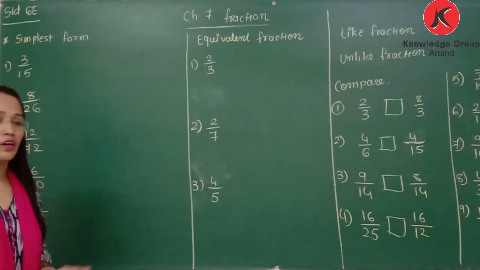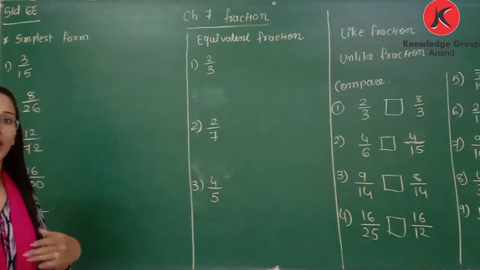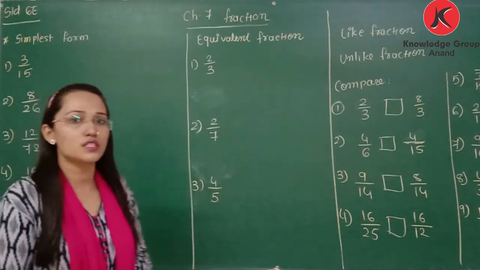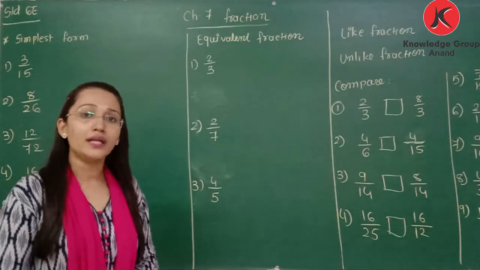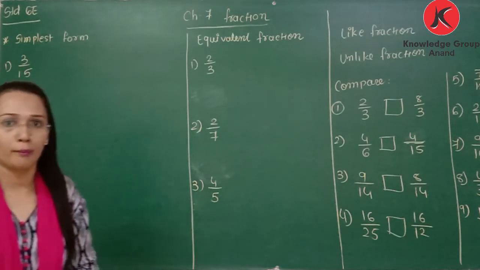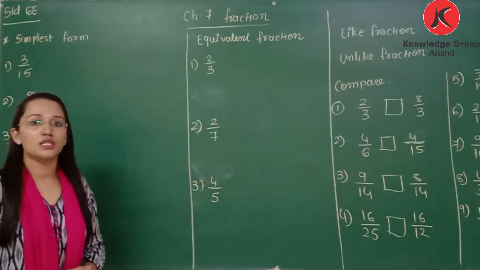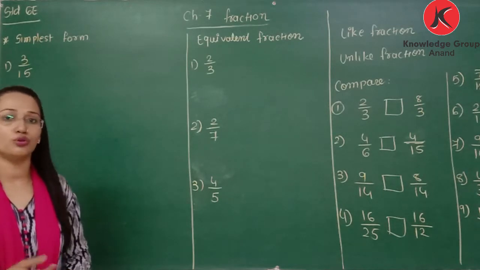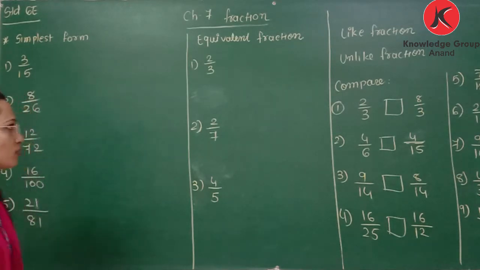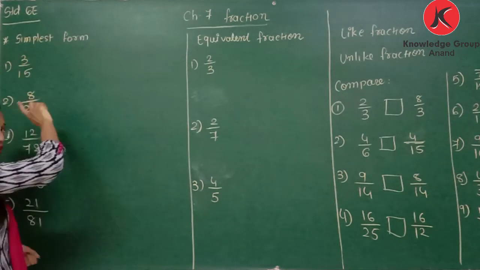Two methods are there. We will solve some examples with the HCF method and some examples with the factor method. But in the factor method, you need to remember that all numbers must be prime numbers. Then only you get the simplest form. Okay, so here first 3 by 15. You need to find the factor of 3 and 15.